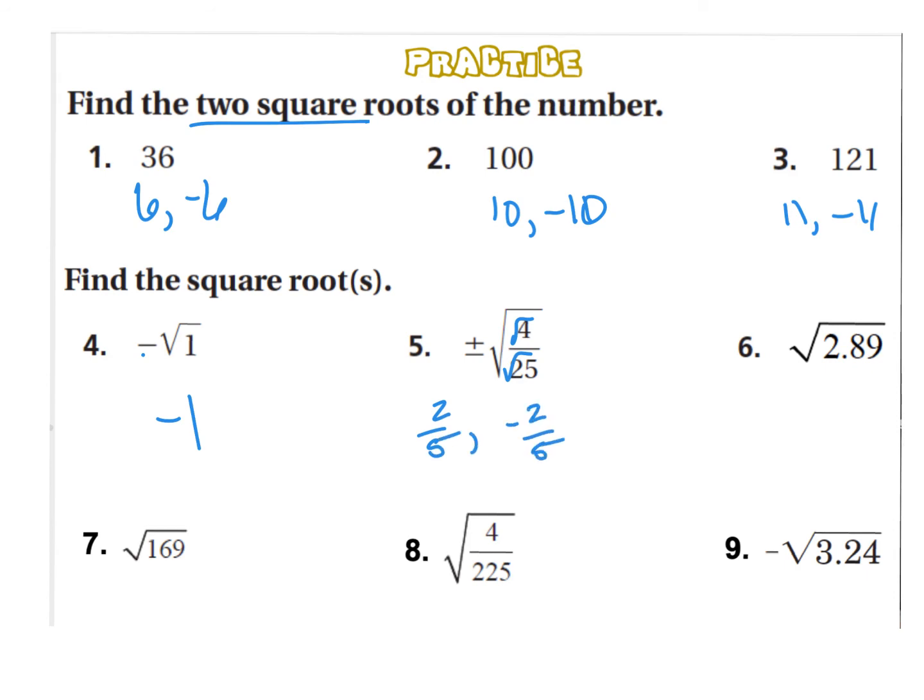The square root of 2 and 89/100 is 1 and 7/10. The square root of 169 is 13. We have a perfect square on top, a perfect square on the bottom, so this would be 2/15. And then the negative square root of 3.24 would be a negative 1 and 8/10.